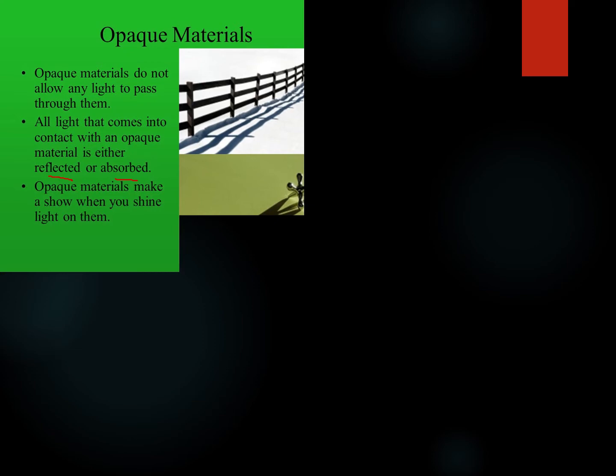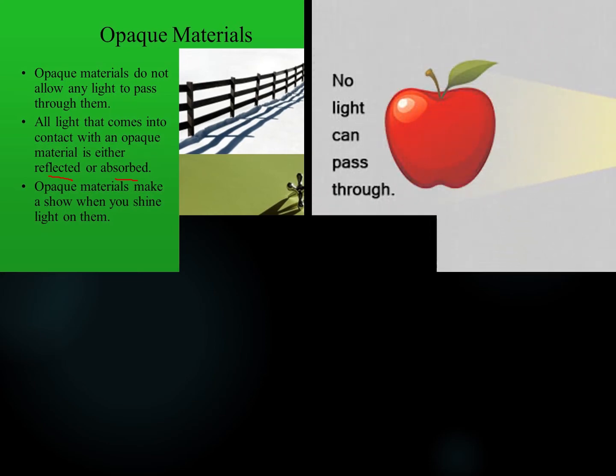When you shine light on them, like this wood wall, here is a shadow. This type of object also makes a shadow because they are opaque materials. Here also the apple is an opaque material. Why? Because it doesn't allow the light to pass through. Here is the light and this is the apple. No light passes through it because the apple absorbed the sunlight or the light of any source.